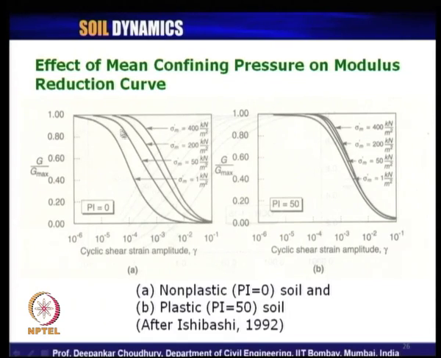So, strength should increase, that is why there is a shift of the modulus reduction curve in this direction as we increase the sigma m dash value for PI equal to 0, for different cyclic shear strain amplitudes. And at high values of PI, they have shown almost no effect of mean confining pressure on the modulus reduction curve. So, when it is non-plastic soil, the effect is tremendous. When it is plastic soil, highly plastic soil, the effect is very marginal.